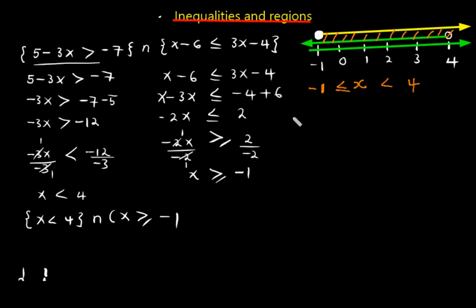So we shall say the intersection of two sets is x is equal to, we list the values, negative 1 is inclusive, 0 is inclusive, 1 is inclusive, 2 is inclusive, 3 is inclusive, but 4 is not inclusive.